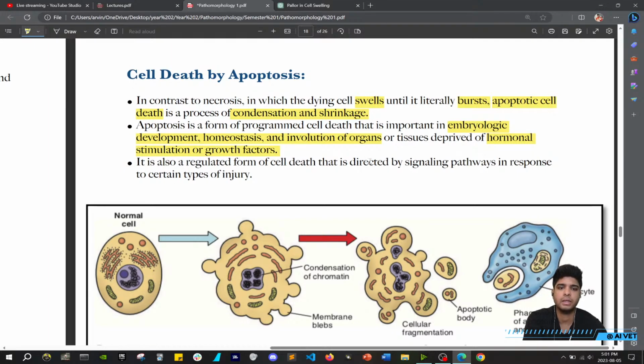It is a regulated form of cell death that is directed by signaling pathways in response to certain types of injury. Signaling pathways are the ones that direct it.